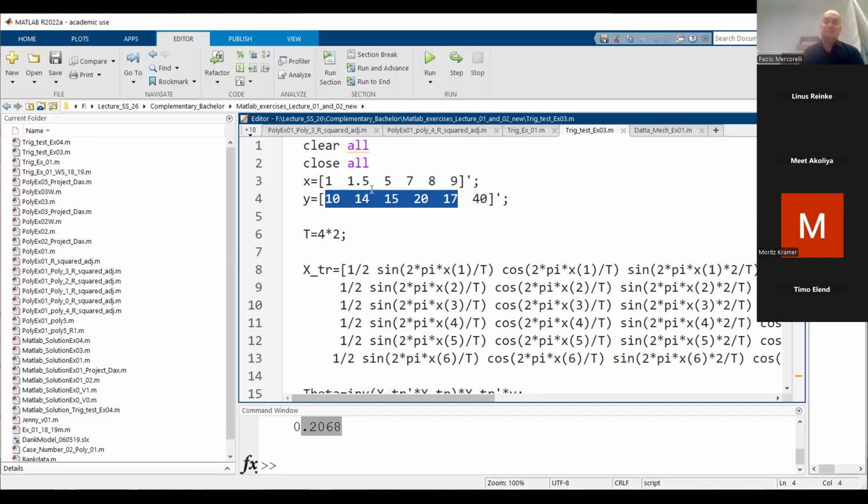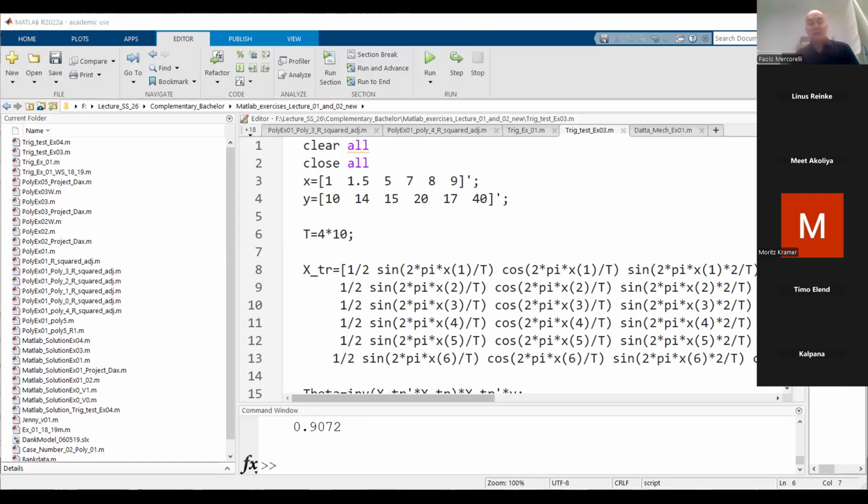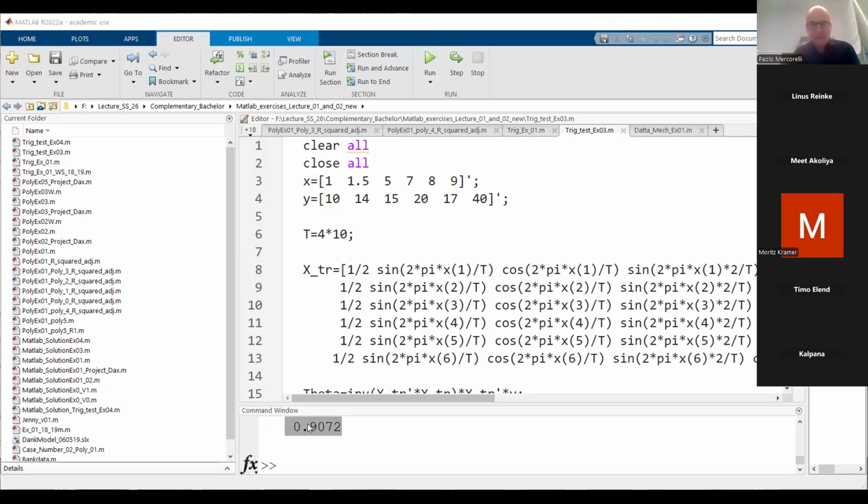What can we do about that? If you increase t, for instance, let me write 10. Now, we have here a value which says that the deterministic error is relatively small. Let me show the solution graphically.